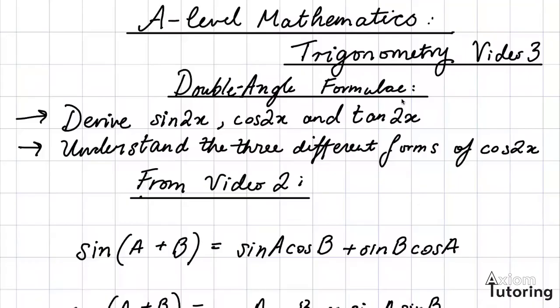In the last video, we looked at the compound angle formulae for sine, cos and tan. And in this video, we're going to build on that and look at the double angle formulae for sine, cos and tan. So in this video, our objectives are to derive sine of 2x, cos of 2x and tan of 2x. So these are the double angle formulae, and to also understand that there are three different forms of cos of 2x, and we're going to look at how we get all three of them.